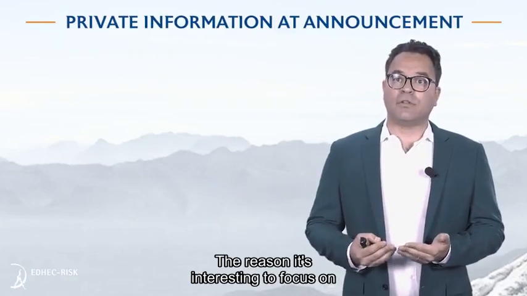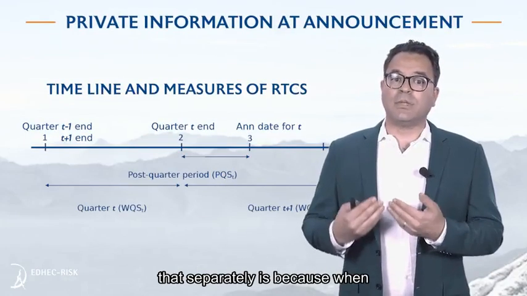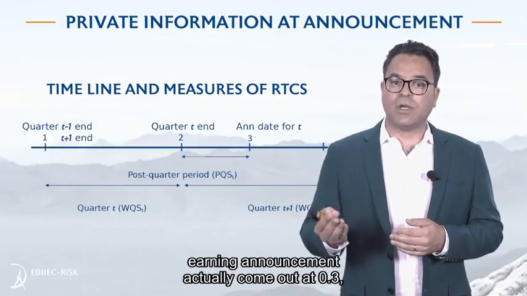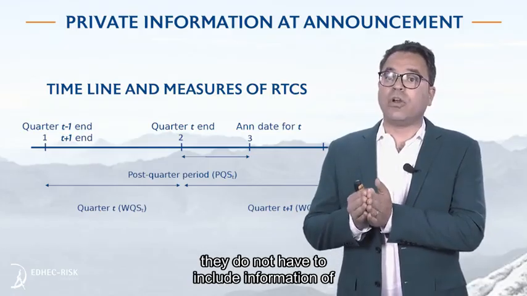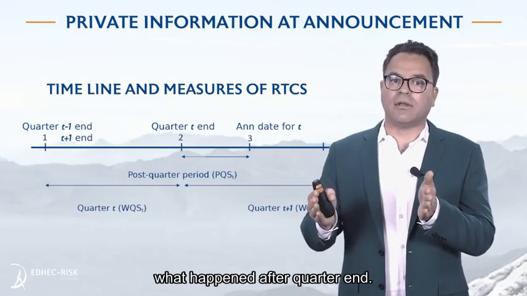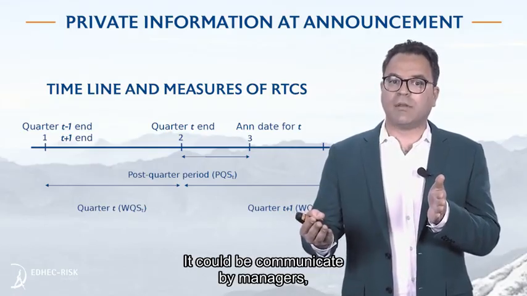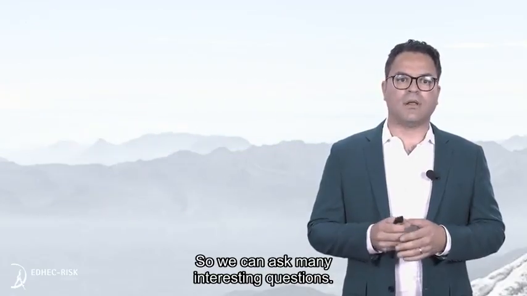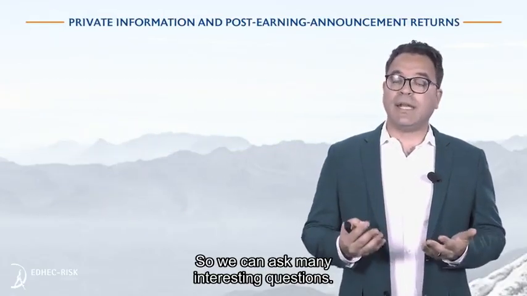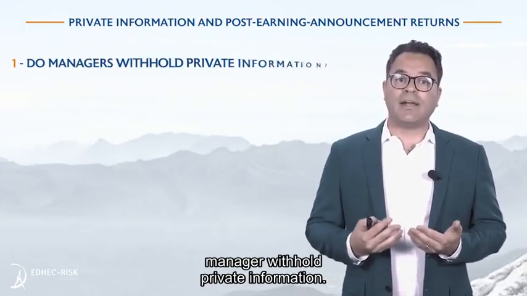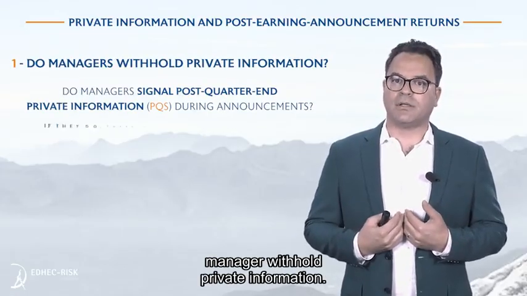The reason it's interesting to focus on that separately is because when earnings announcements actually come out at point 3, they do not have to include information about what happened after quarter end. It could be communicated by managers, but they don't have to. So we can ask many interesting questions. For example, we can ask whether managers withhold private information.